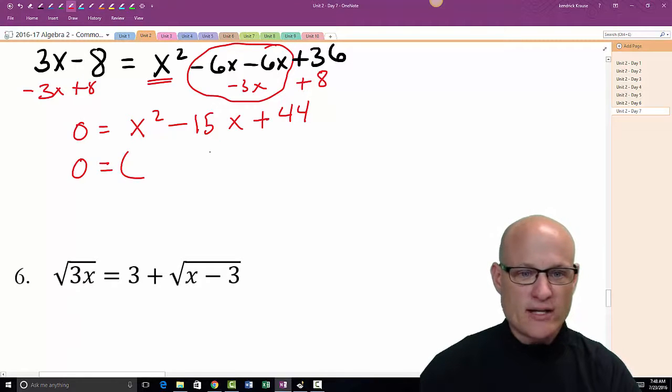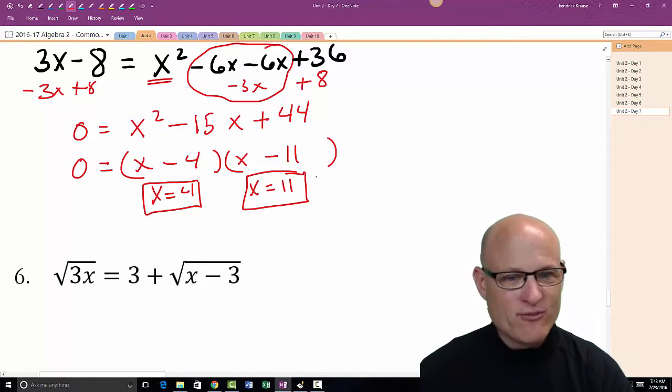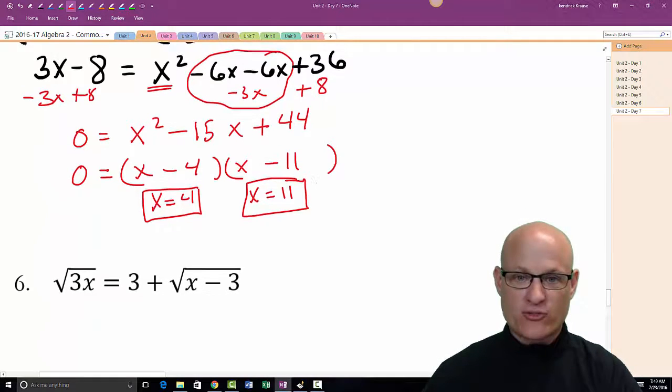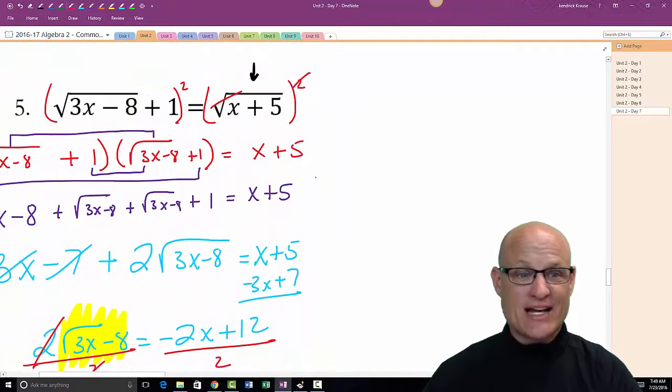So 0 equals x squared minus 15x plus 44, and let's see, 4 and 11, minus 4, minus 11. They add up to negative 15. They multiply to 44. So my two answers are x equals 4 and x equals 11. By now you've realized that almost every time you have a quadratic and you have two answers, one of them will be extraneous. It's not always the case, but it certainly is more times than not.